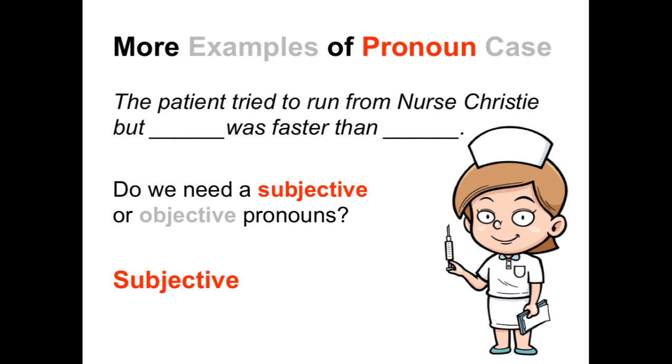What about after than? Do we need an objective pronoun after than? Do we say he or she was faster than her? No. We would say he or she is faster than she, because the implication here is faster than she was. Was is implied. Again, we have a comparative sentence here, marked by the word than. When we're comparing two parties, we use a subjective pronoun after the word than.